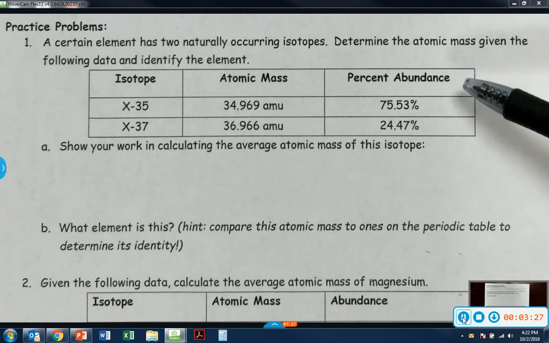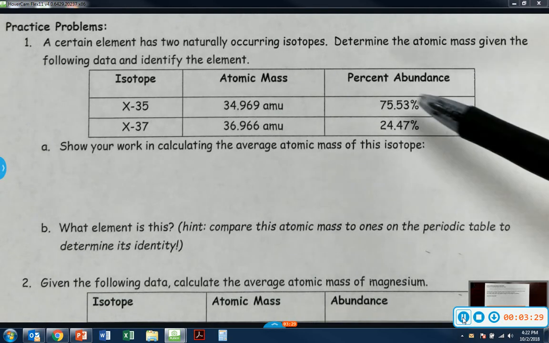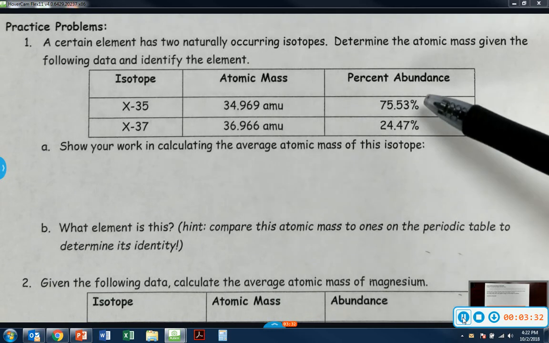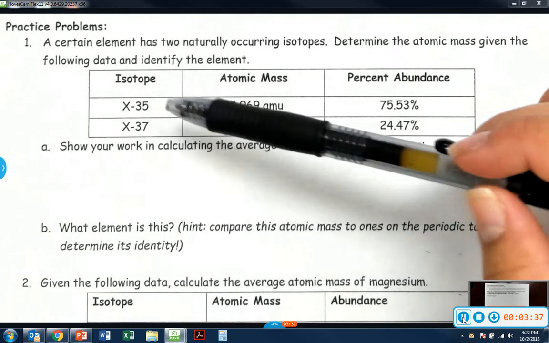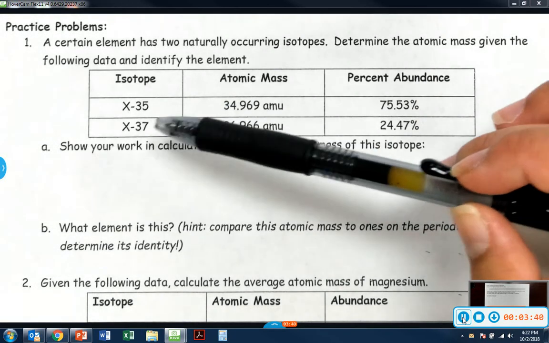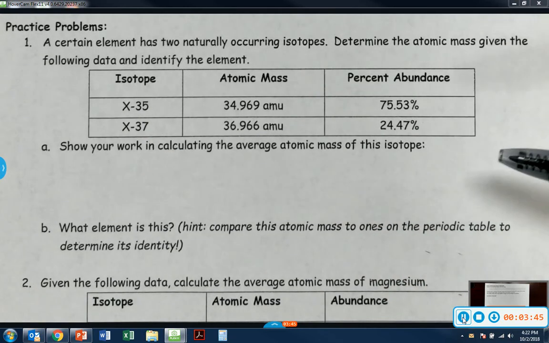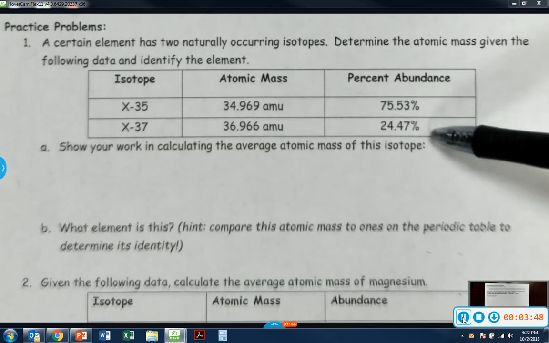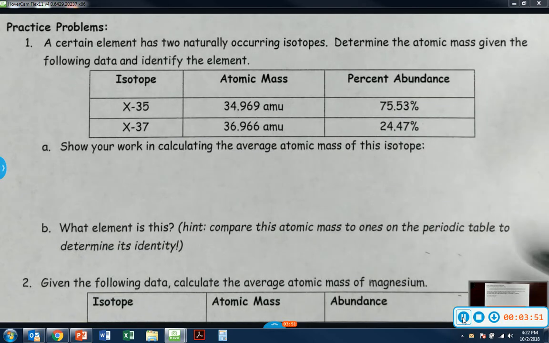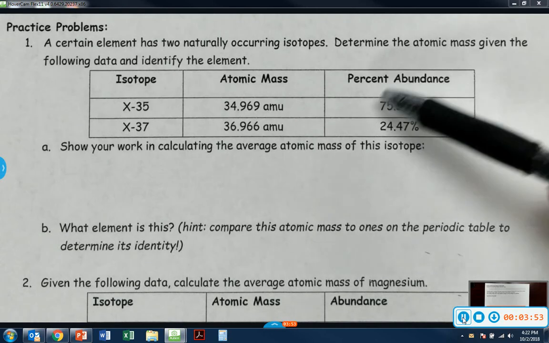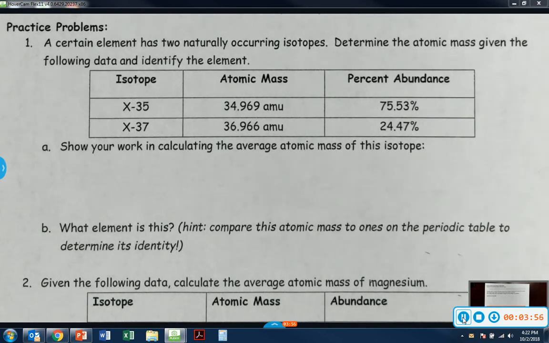Now, percent abundance means how much of each isotope exists in nature. So if this was a real element, that would mean X35, there's 75% of that in nature. X37, on the other hand, we only have 24.47% in nature. So if you add these all up, they will always equal 100%. Alright, so now we can start calculating since we've already analyzed our data.